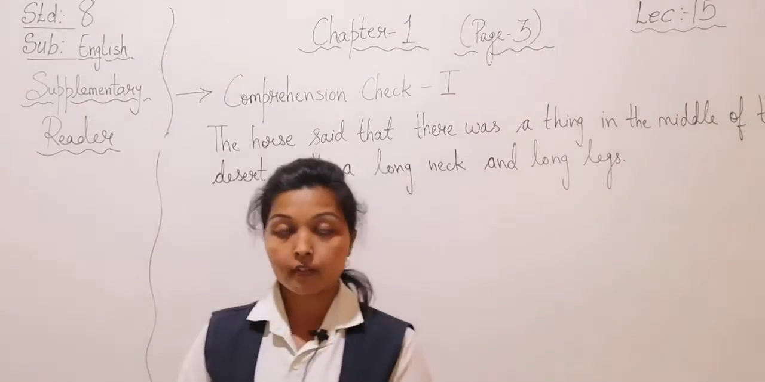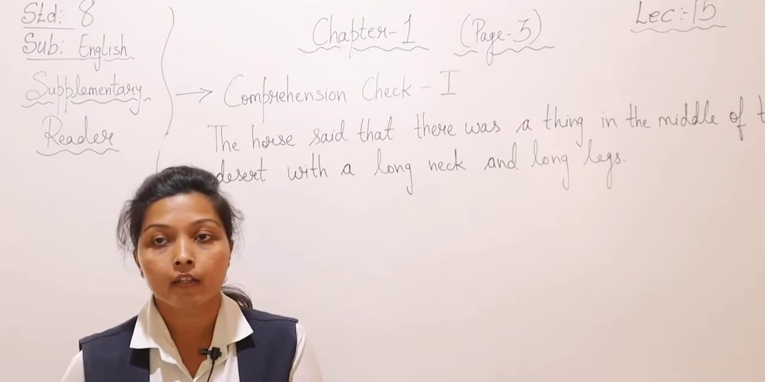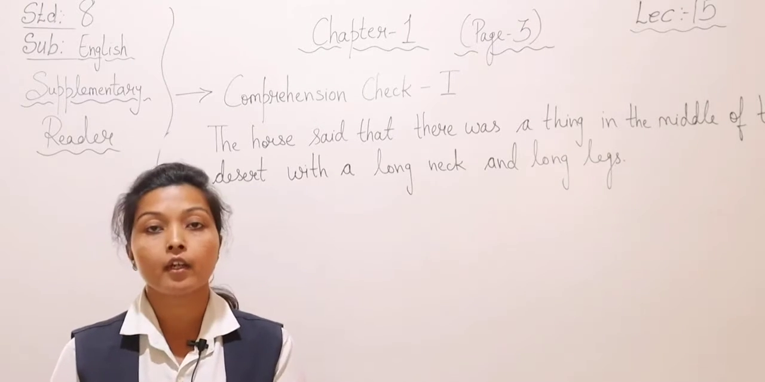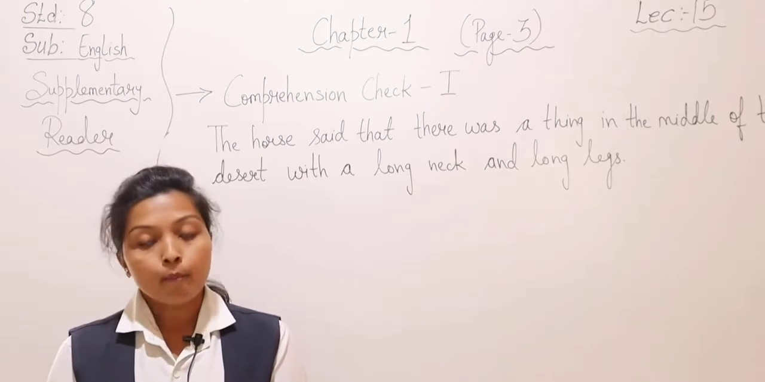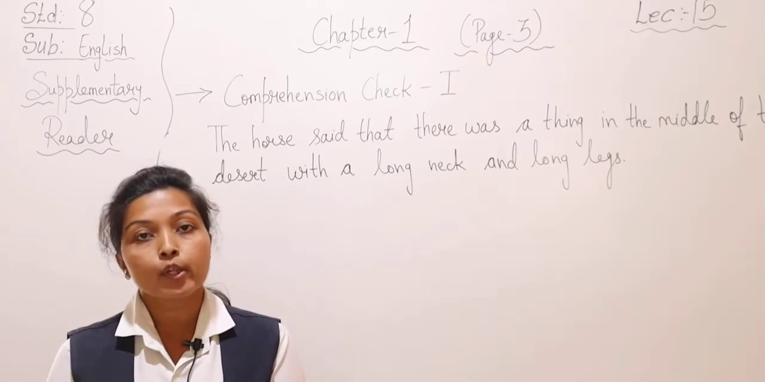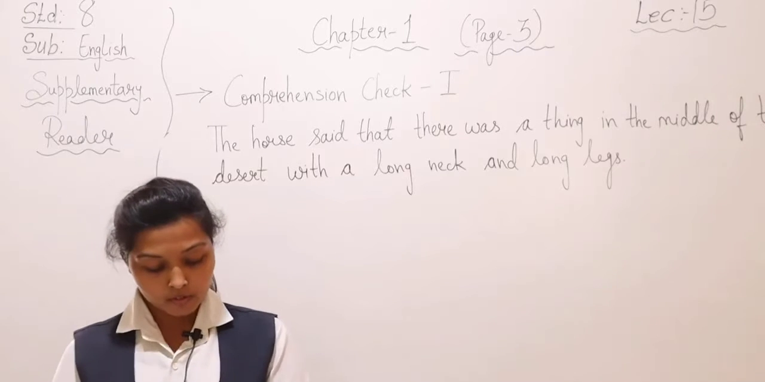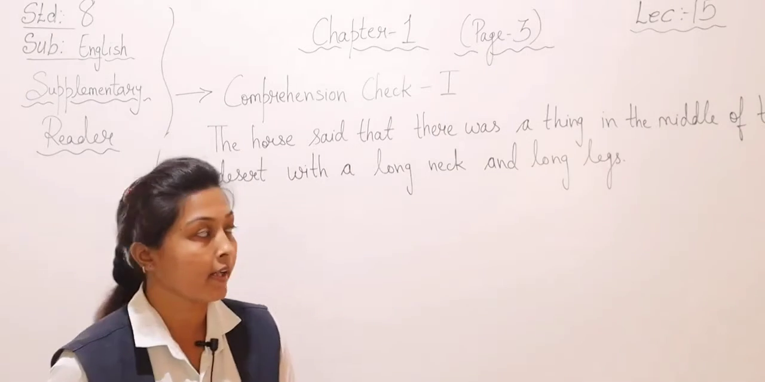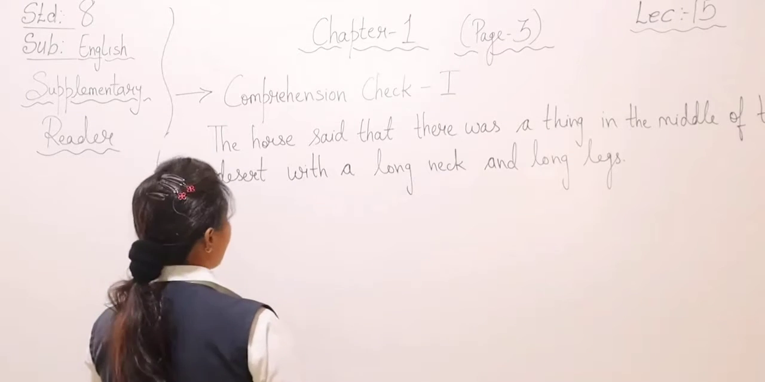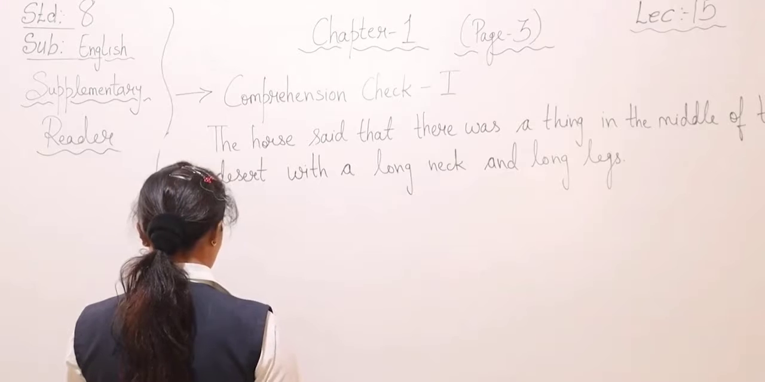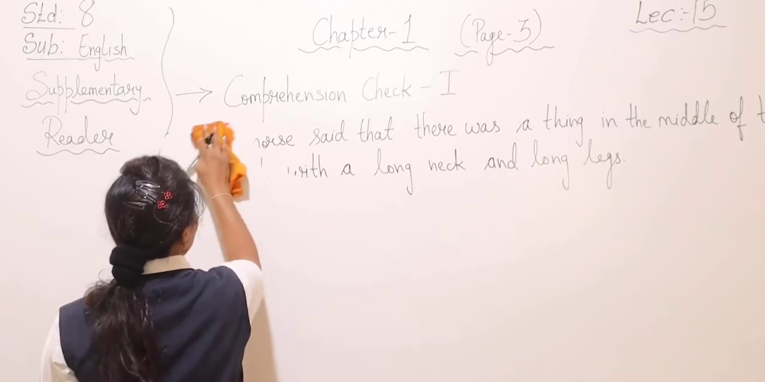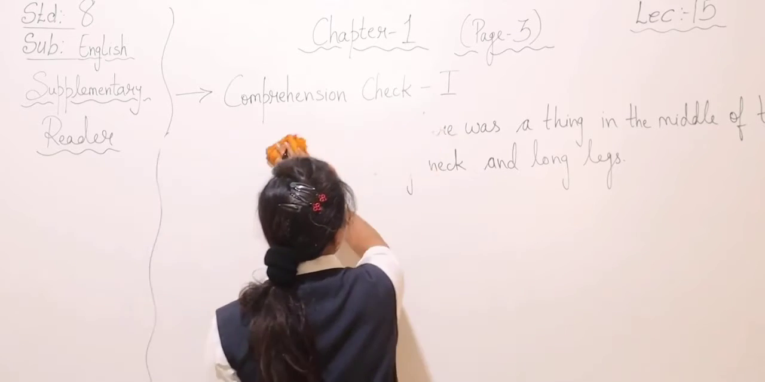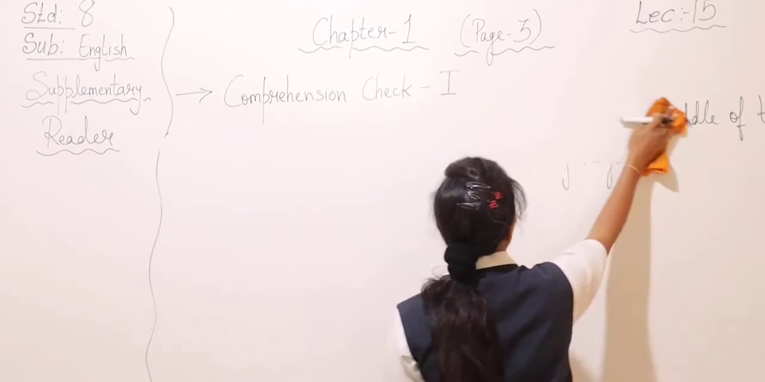Now in page 5 in our supplementary reader, comprehension check 2 is given. So now give the heading comprehension check second, which is given in page 5.